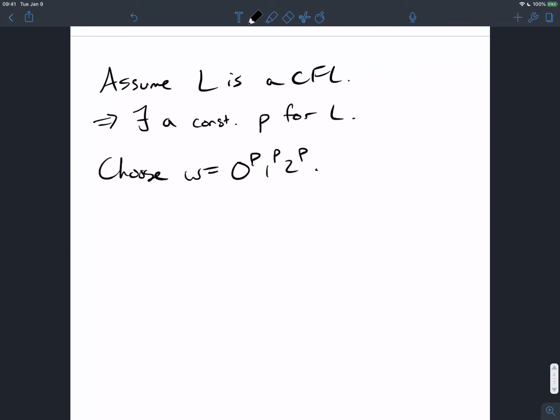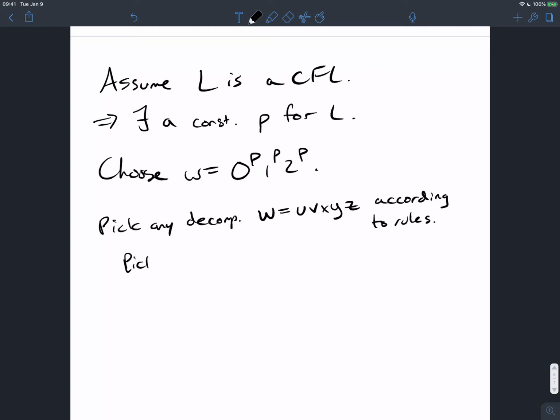Well, let's see. Whatever the decomposition is, so pick any decomposition into the five parts, according to rules. So pick your favorite one, as long as it abides by the first two rules, and then we'll try to see could we pick a value of I that works. Well, let's see. Let's pick I equals 2. Actually, any value, of course, other than 1 will work. But let's pick I equals 2 as an example.